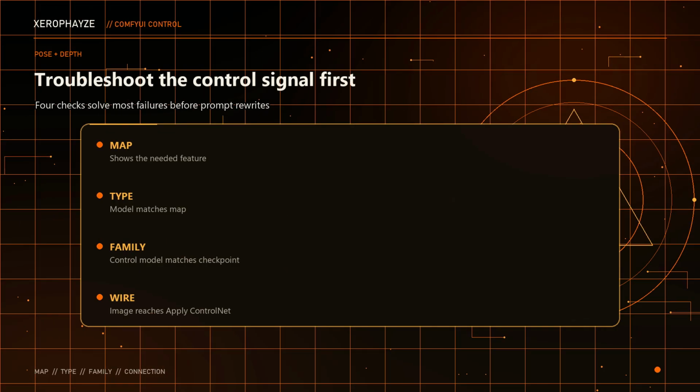When a result fails, check 4 things before changing the prompt. The map actually contains the feature you care about, the control model matches the map, the checkpoint family matches the control model, and the blue image connection reaches Apply ControlNet. A beautiful prompt cannot repair the wrong control signal.